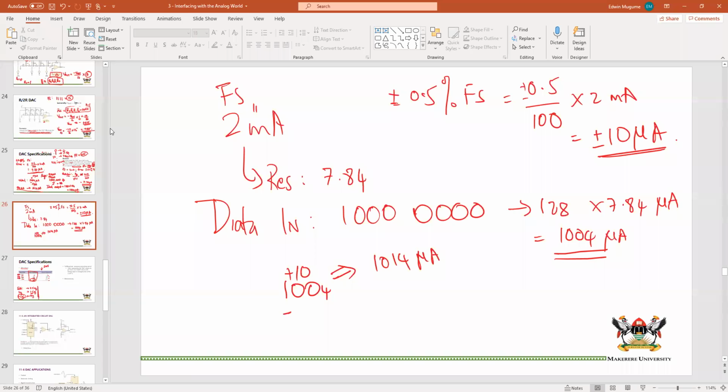On the other side, on the lower side, it is minus 10, which gives us 994 microamps. So it means that our output, whatever it is, will range between these two values. But ideally, it will be 1004, which is bang in the middle.